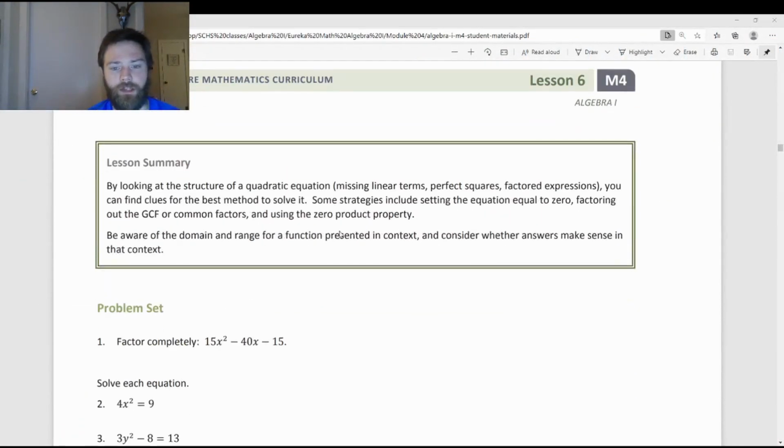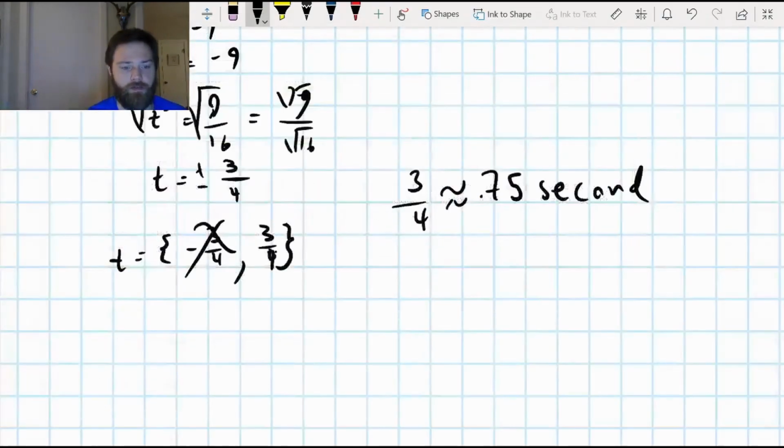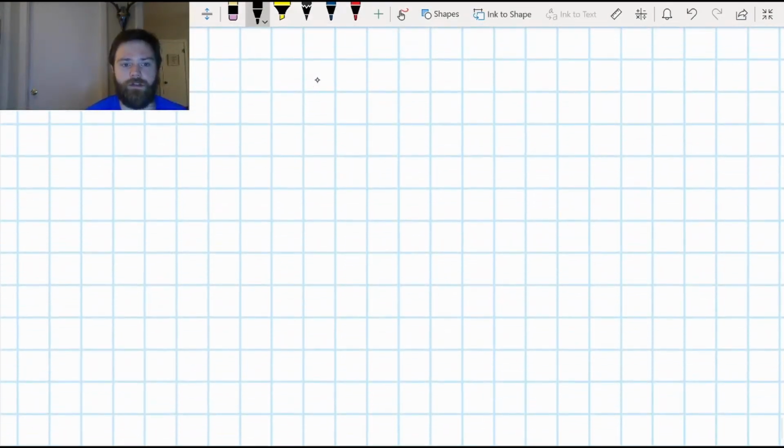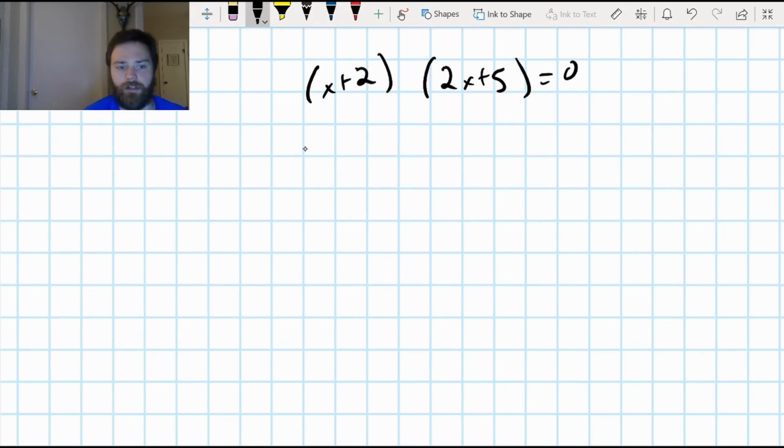So let's talk about this lesson summary. By looking at the structure of a quadratic equation, missing linear terms, perfect squares, factored expressions, you can find clues for the best method to solve it. Some strategies include setting the equation equal to 0, factoring out the GCF or common factors, and using the zero product property. So zero product property just means, whenever I have x plus 2 and then 2x plus 5 equals 0, I'm going to take each factor and set it equal to 0 and solve it out.